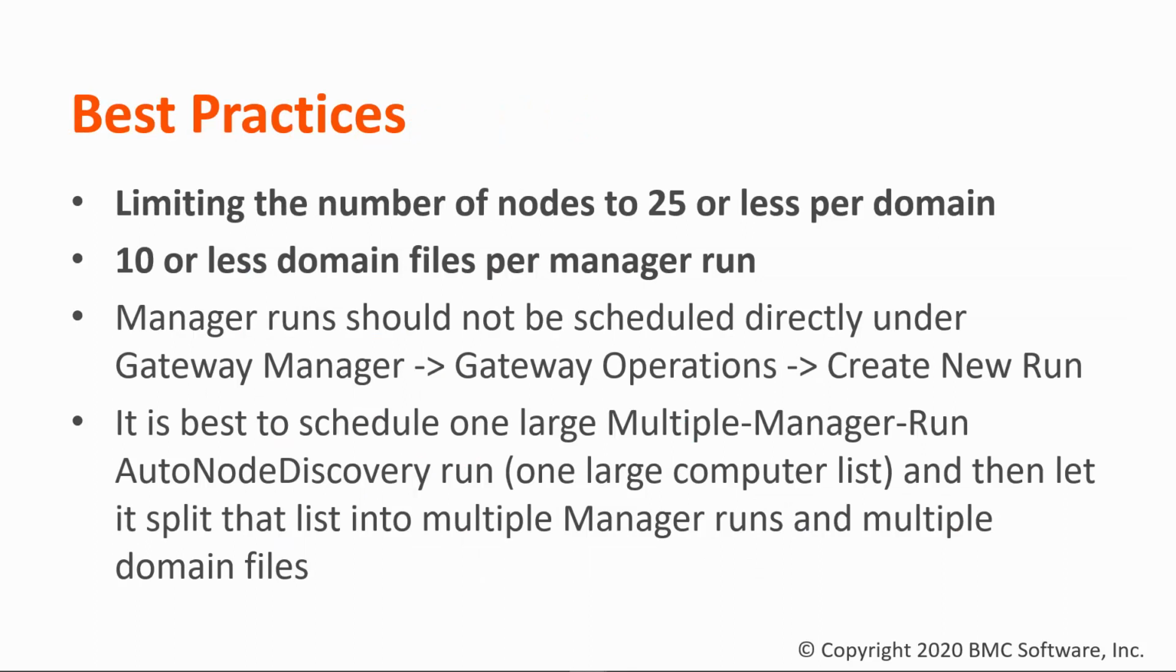Best practices: limit the number of nodes to 25 or less per domain and 10 or less domain files per manager run. We might say that a console might run 12 to 20 manager runs or more, depending on the number of domains that you can associate with the manager runs, to handle 3,000 servers. These numbers are only a guideline, and other factors can impact the number of servers that can be processed by a single manager server, such as visualizer, interval length, the type of data which is collected from the server, and other factors.